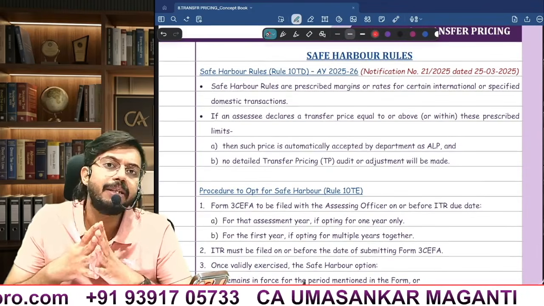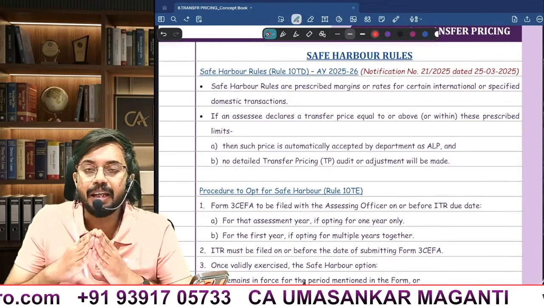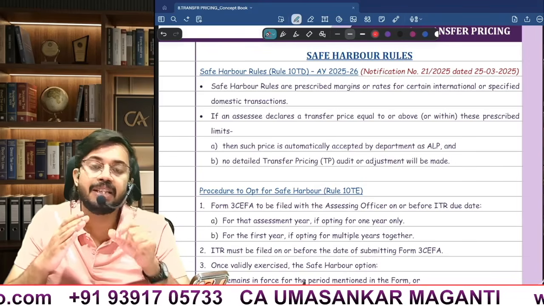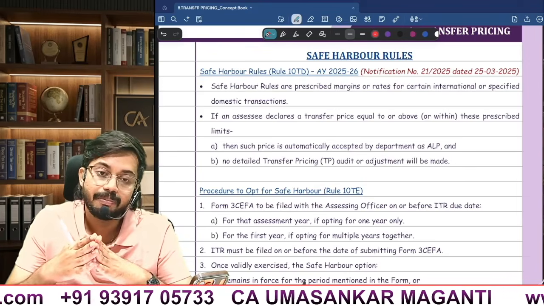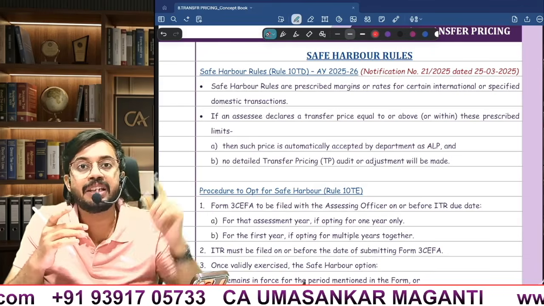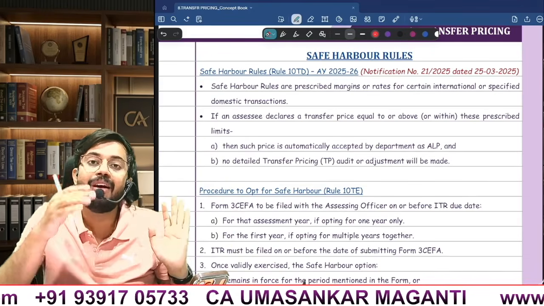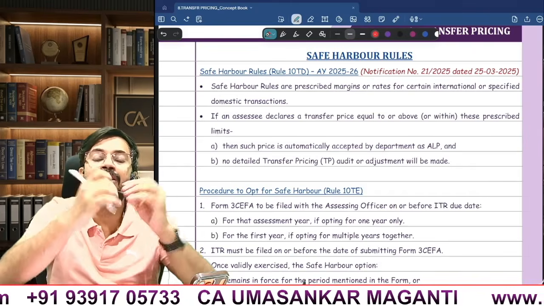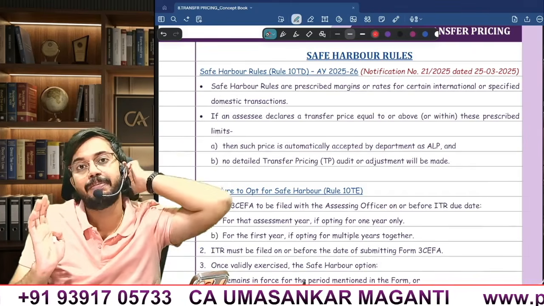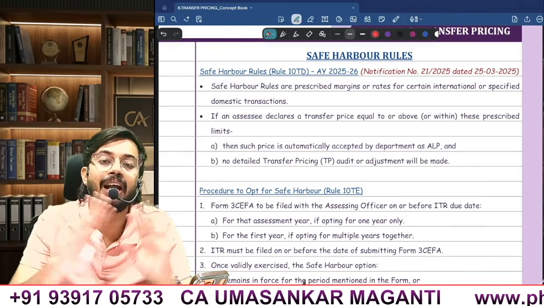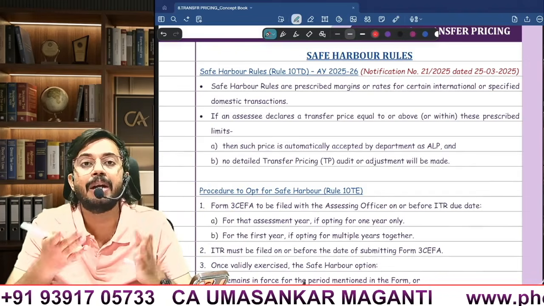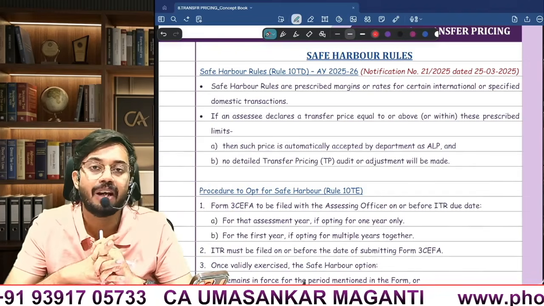Sir, what do you mean by safe harbor rules? Basically, the income tax department itself will tell some margins. Whenever you do a transaction with your associated enterprise, if you maintain that margin, then whatever your actual price is will be accepted as arm's length price. Again, the department will not calculate arm's length price. Again, the department will not do transfer pricing audit. Are you able to understand?